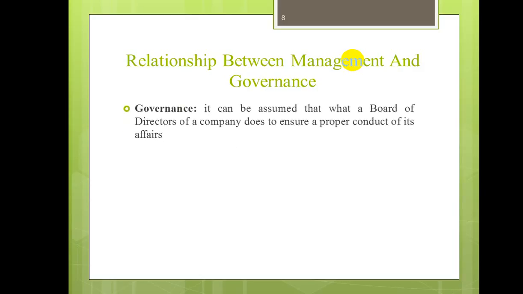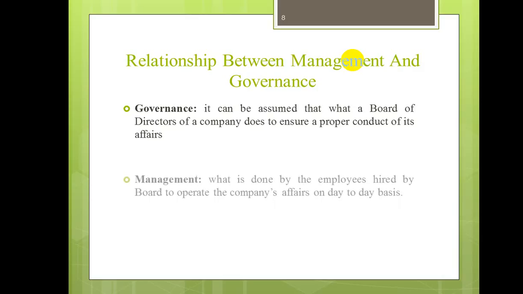Now the first definition: governance can be assumed as what the board of directors of a company does to ensure proper conduct of its affairs. It means governance is responsible for making the major policies for the company. The governors are elected by shareholders, and that's why they are on the board of directors, to protect the mutual interest of stakeholders and shareholders.